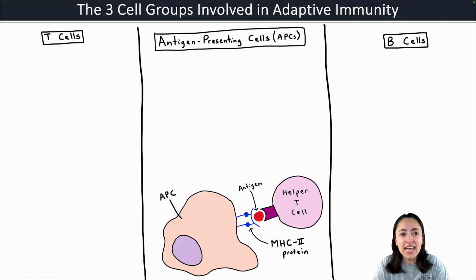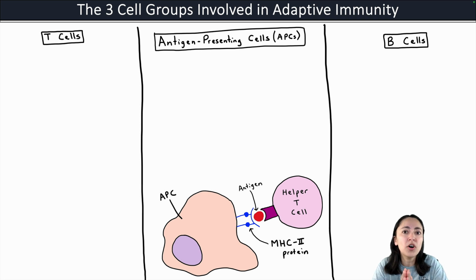Now let's look at the 3 cell groups involved in adaptive immunity. These cells are either involved in cellular immunity or humoral immunity. And then we're going to look at cellular immunity by itself, as well as humoral immunity by itself, and look more at how these cells are involved in these different types of immune responses.